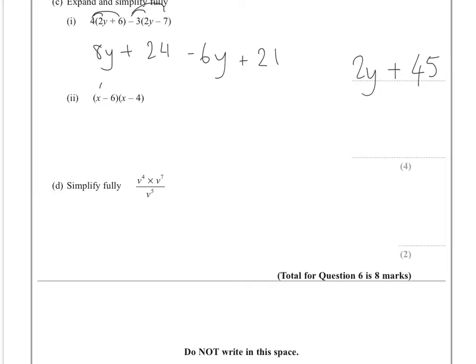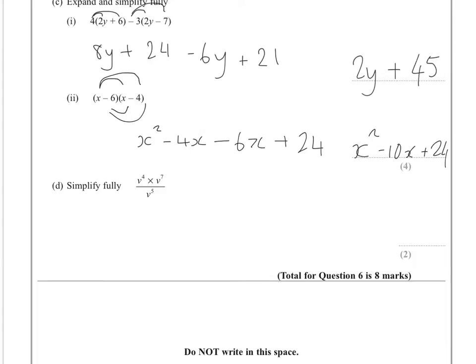To expand these brackets, so I do x times x, x times minus 4, minus 6 times x, minus 6 times minus 4. So x times x, x squared, x times minus 4 is minus 4x, minus 6 times x, minus 6x, minus 6 times minus 4, negative times negative is positive, 6 times 4, 24. So that leaves me with x squared, minus 10x, minus 6 minus 4 is minus 10, plus 24.